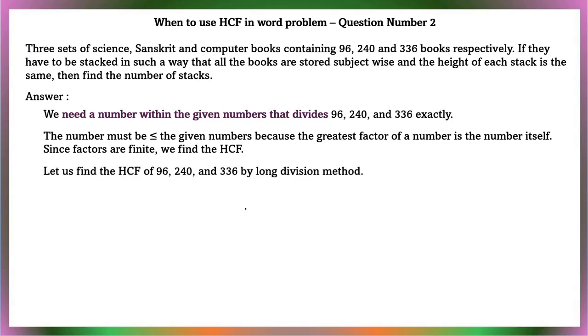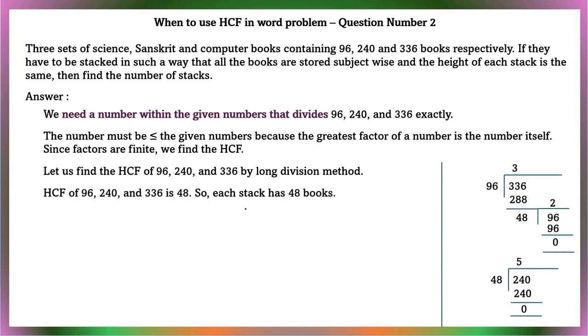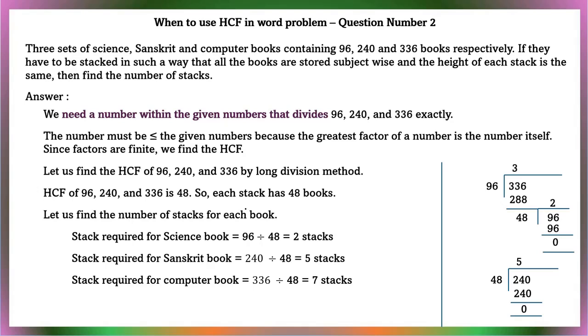Let us find the HCF of 96, 240 and 336 by the long division method. HCF of 96, 240 and 336 is 48. So, each stack has 48 books. Let us find the number of stacks for each book. Stacks required for science books is 2 stacks. Stacks required for Sanskrit books is 5 stacks and stacks required for computer books is 7 stacks. So, the number of stacks required in total is 14 stacks.